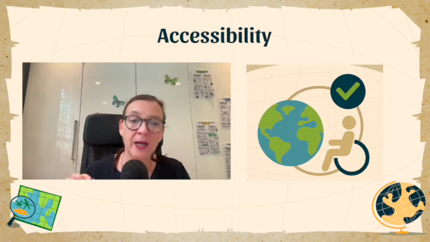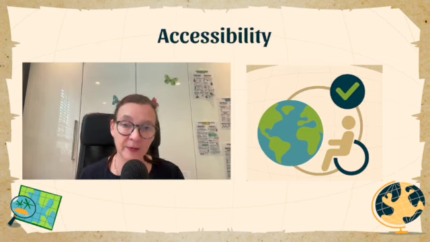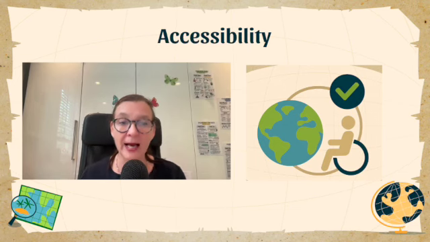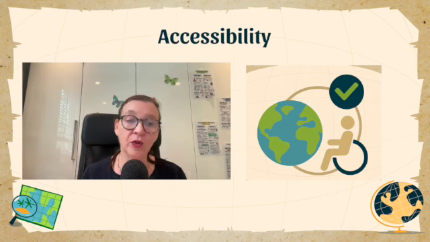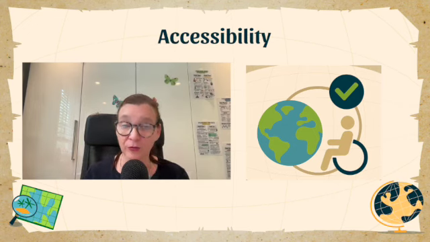Here's an AP tip. A place can still have high accessibility even if it's far away, as long as it's well connected by efficient transportation systems. And that's why this term is so useful when analyzing urban development and regional planning.